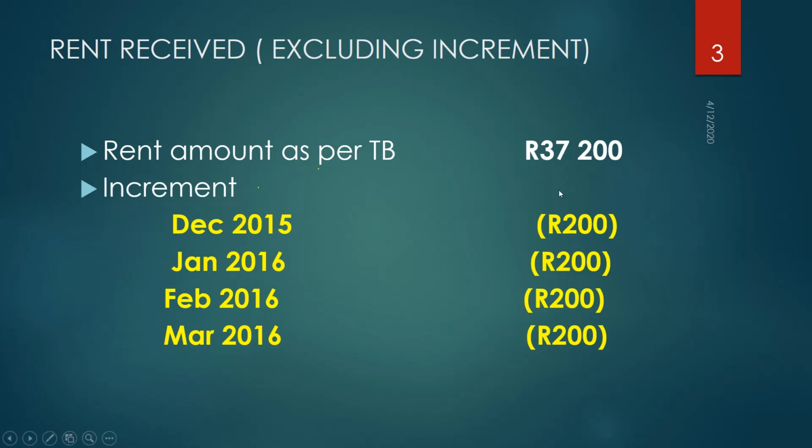Because remember, the 37,200 represents 13 months, and it includes the increment, which is a total sum of all those months. We're going to deduct it to arrive at rent received, excluding the increment. Our rent received, excluding the increment, came to 36,400.